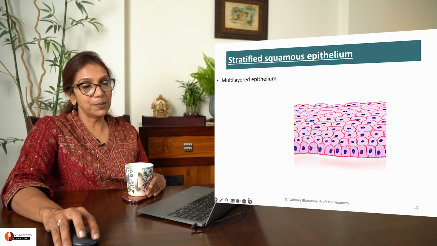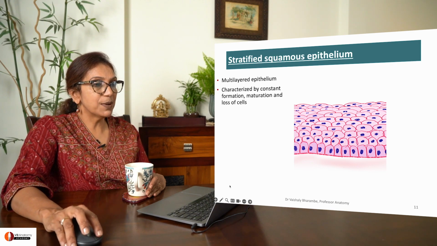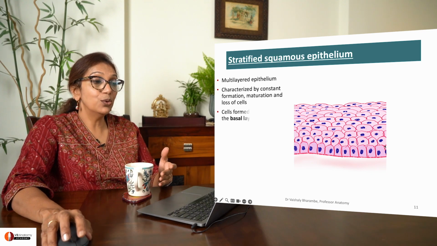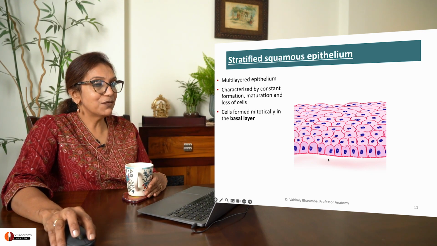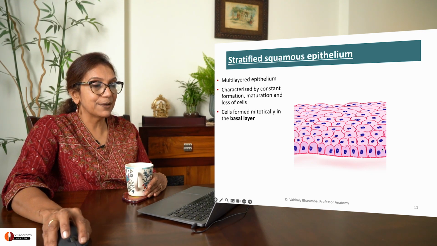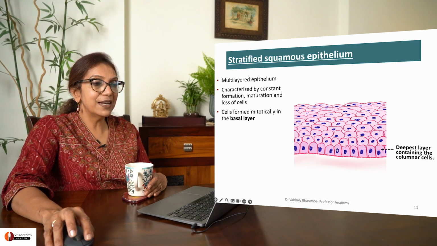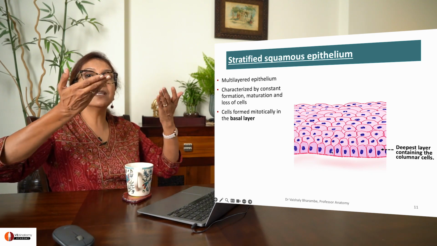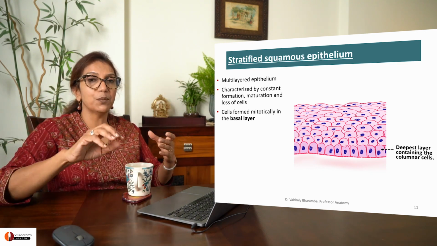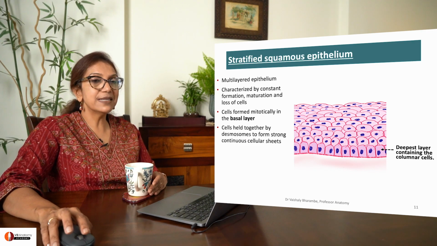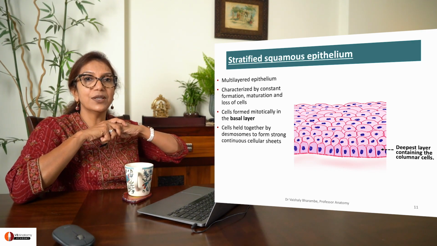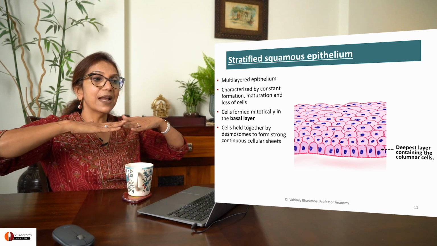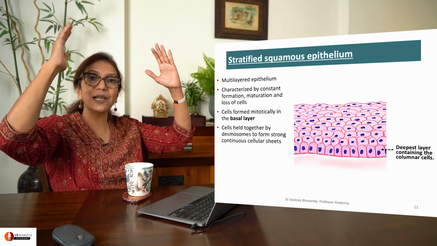It's a multi-layered epithelium which is characterized by constant formation and movement of cells. Who is forming the cells? Cells are formed in the basal layer, this layer. Okay, this is the layer that is all the columnar cells which are all the time multiplying, giving rise to new cells that will be rising upwards. The cells rise upwards, holding on to each other with the help of desmosomes or cell junctions, and they rise in the form of a continuous cellular sheet.